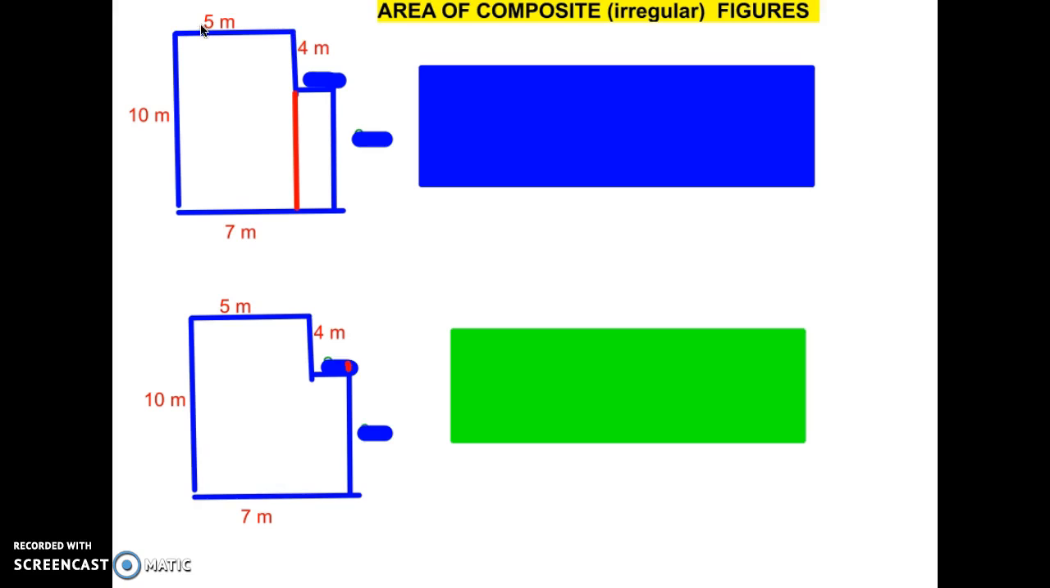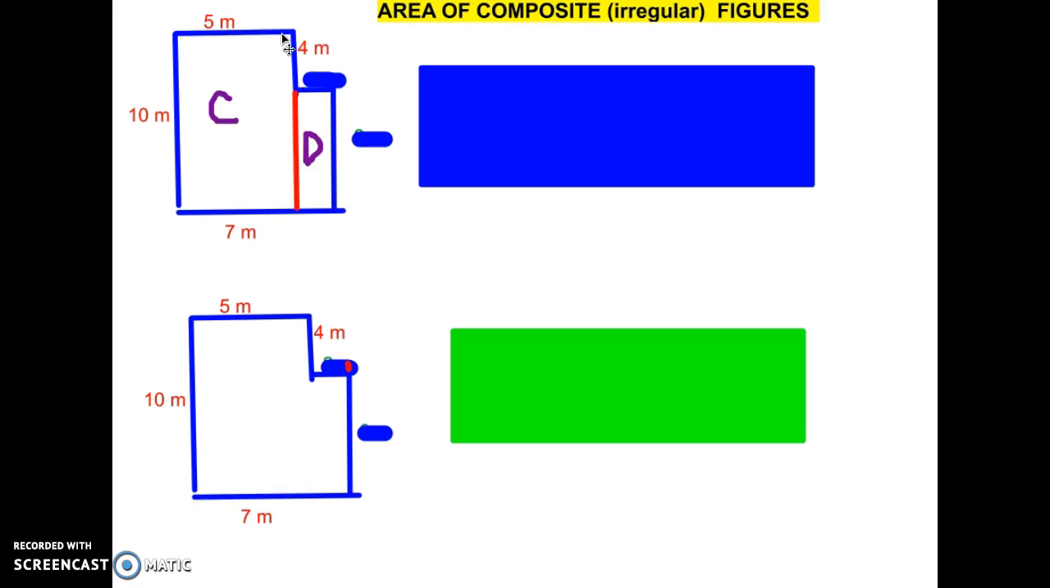Well, this rectangle is very easy because it's 10 times 5, or 50 meters squared. So we'll call that rectangle C. So that's 50 meters squared. Rectangle D, we'll call this little guy rectangle D, is more difficult. We don't know these dimensions yet. So first we have to look and figure out what this dimension is.